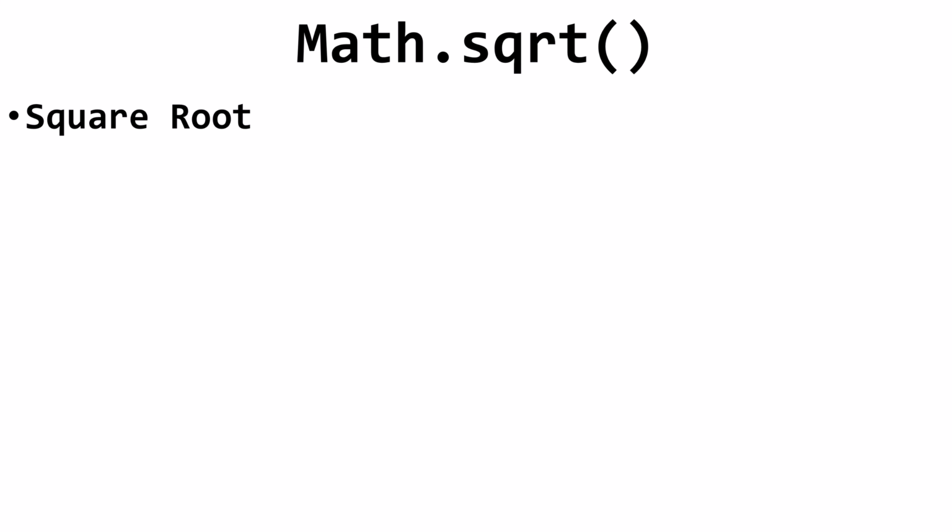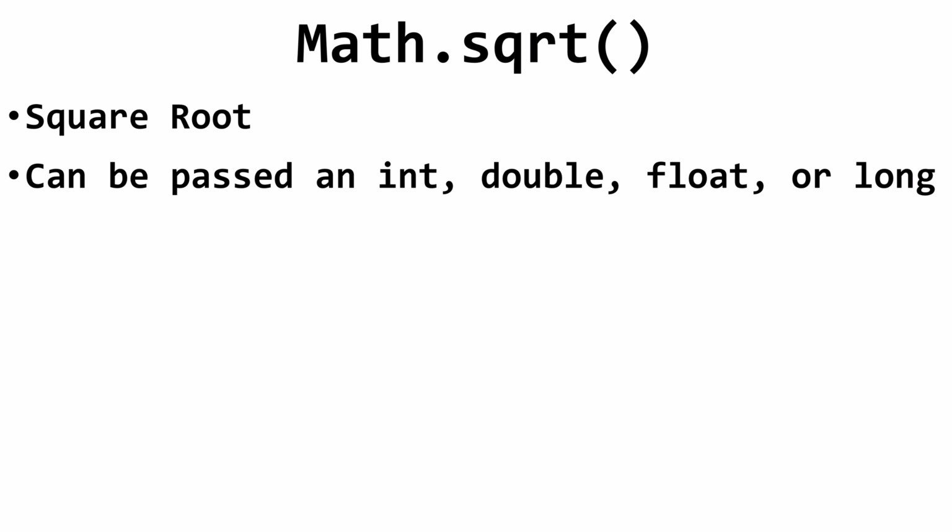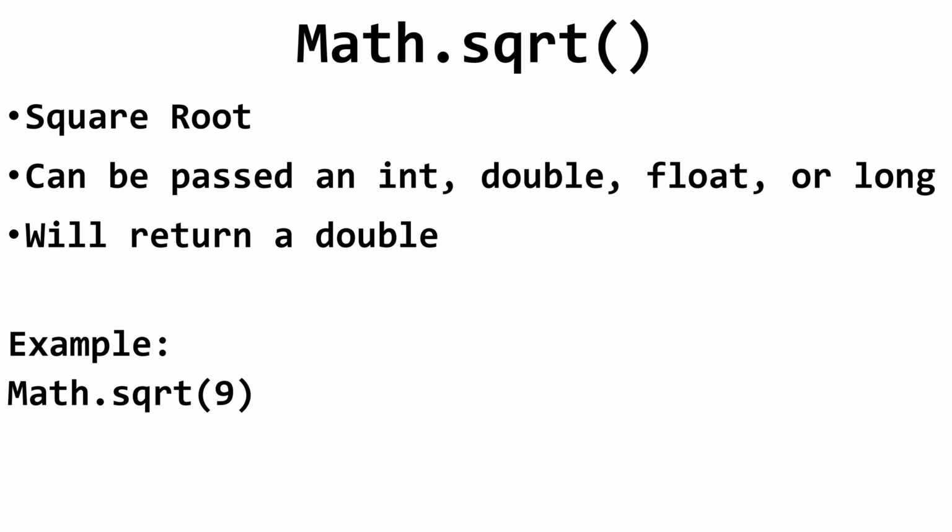Math square root. This method calculates the square root. The square root method can be passed an int, a double, a float, or a long. Math square root will always return a double. For example, if we call Math square root and pass it the int 9, it will return the double 3.0.